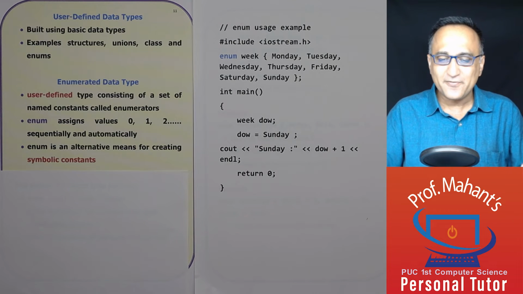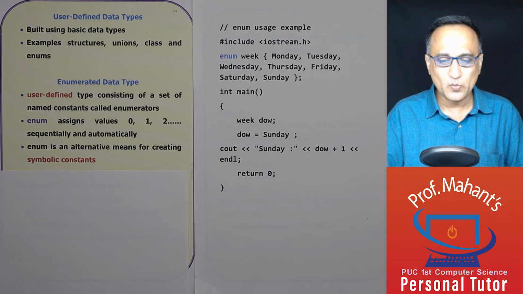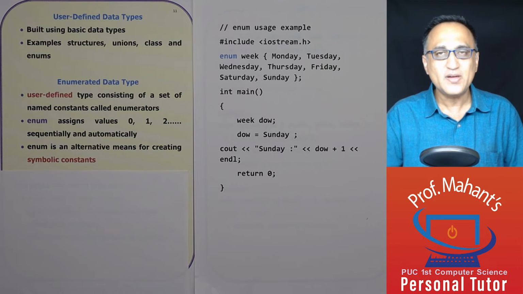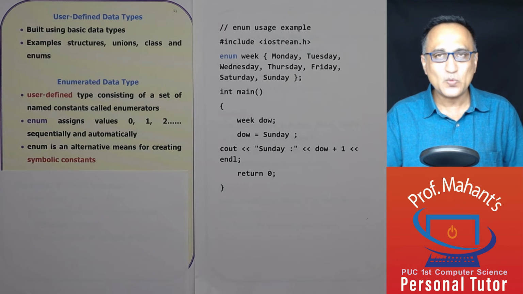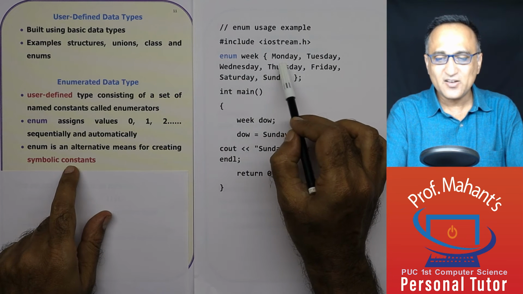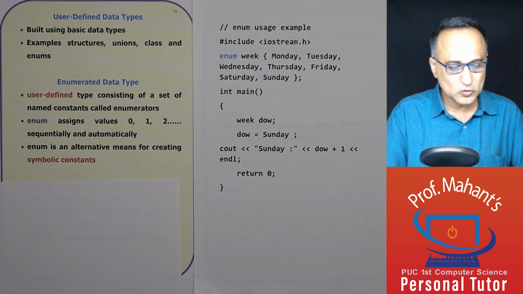Enum is a different way of creating constants. What was the example of a symbolic constant? Hash defined pi is 3.142. I could also say hash defined Monday is 0, hash defined Tuesday is 1, hash defined Wednesday is 2, hash defined Thursday is 3. Instead of that, I can use enum for creating constants where Monday represents 0, Tuesday represents 1 and so on.